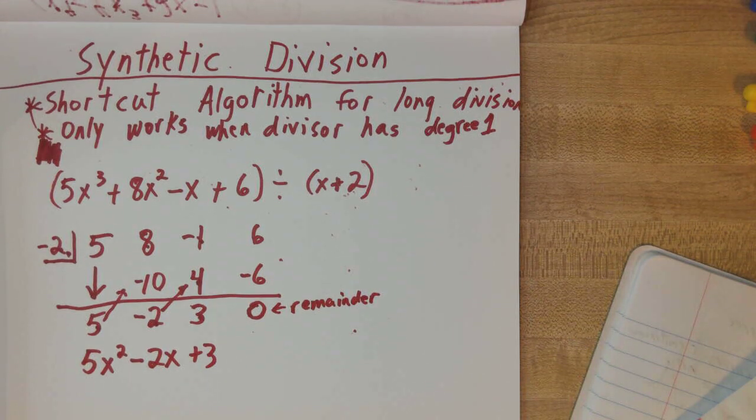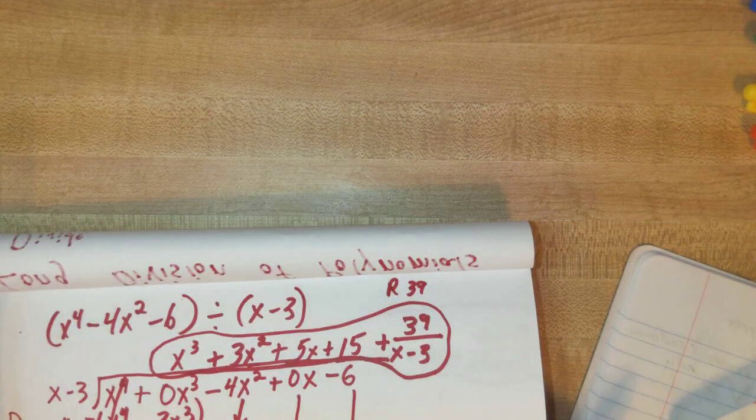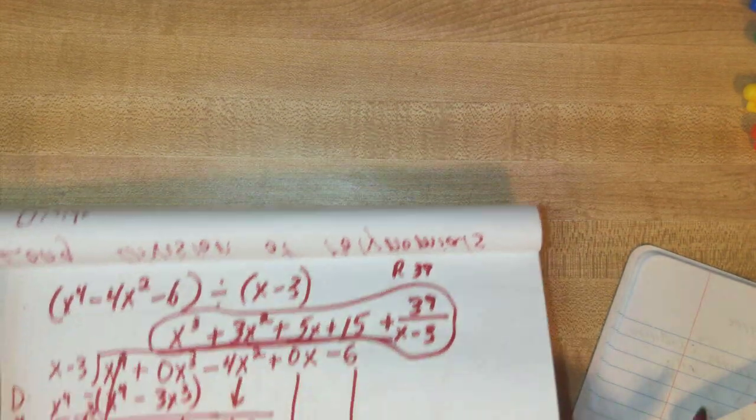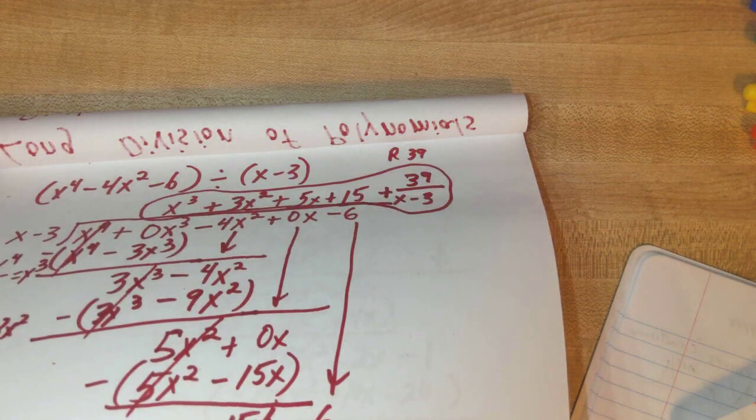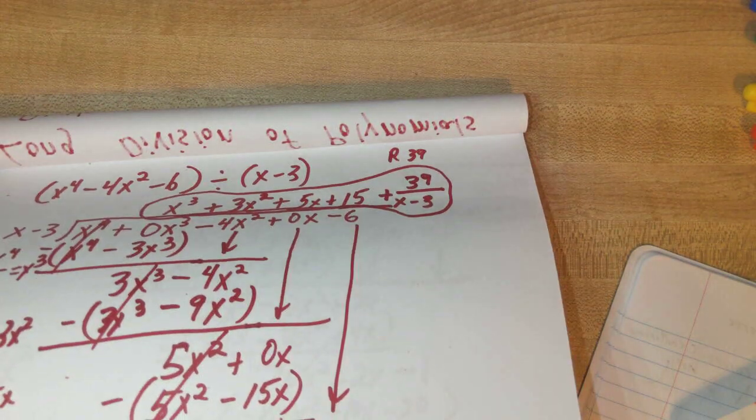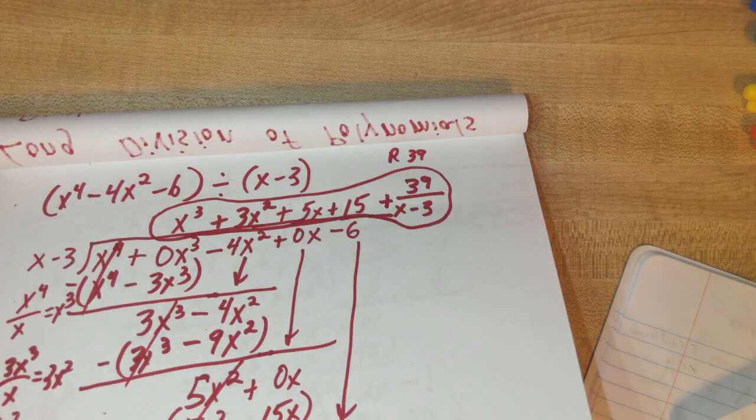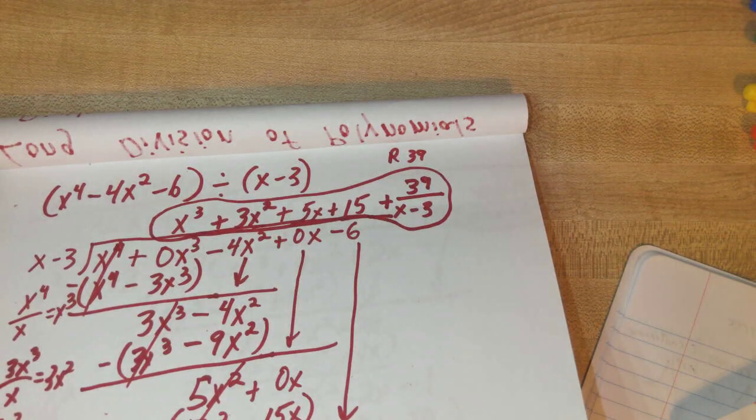Okay. I want to do another example, and actually I want to look one up on one of the long divisions I did in the last video. Not the third example, the second example. The second example was x to the fourth minus 4x squared. I'm going to write that down. X to the fourth minus 4x squared minus 6. I'm going to divide that by x minus 3.